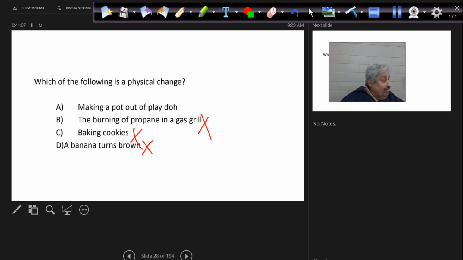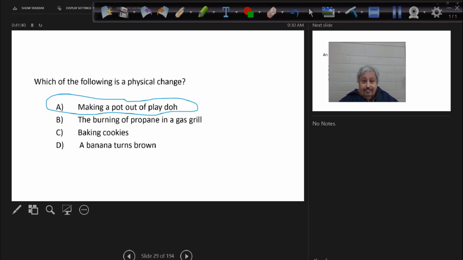Anytime I have the choice to return back the compound or the mixture or anything back to the original state, then yes, then it's a physical. So making a pot out of a plate dough. That's yes. You can reverse the process. Okay, guys, you can reverse the process. So the answer is A.